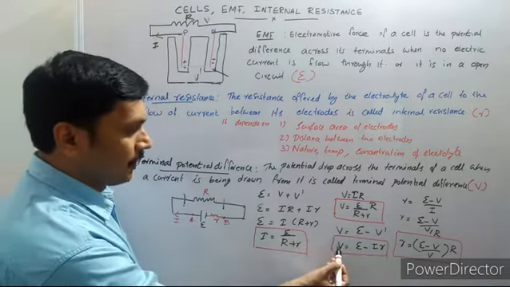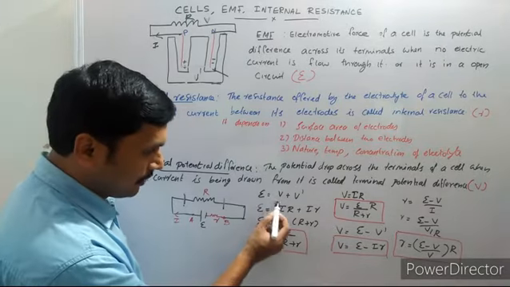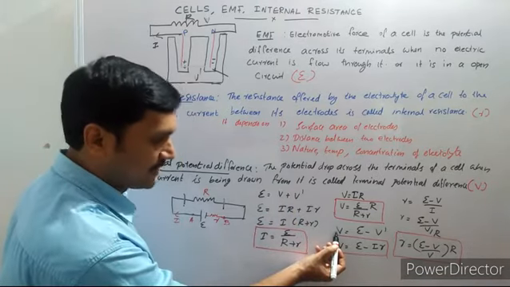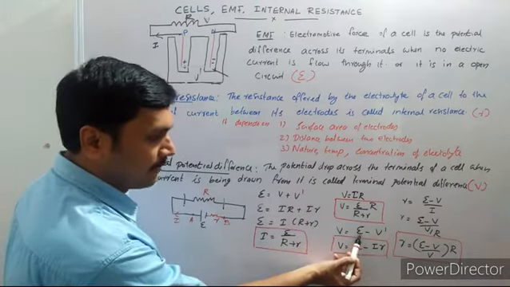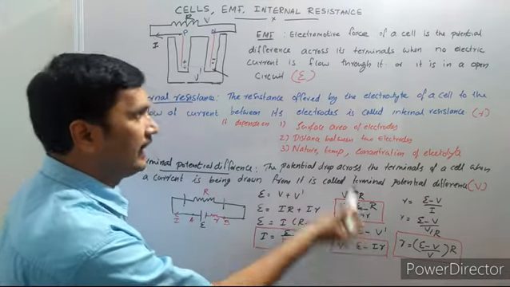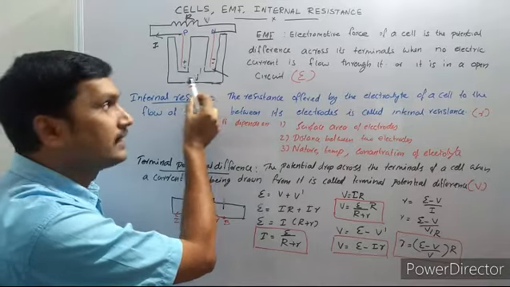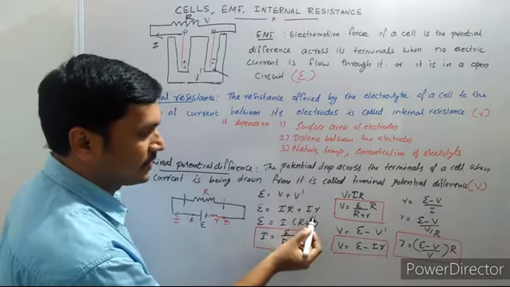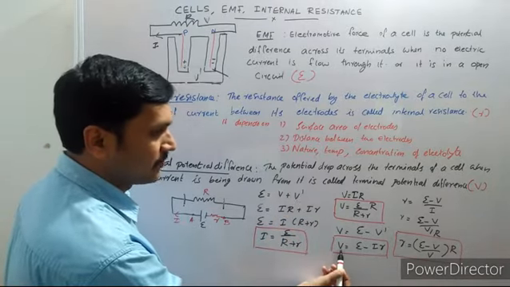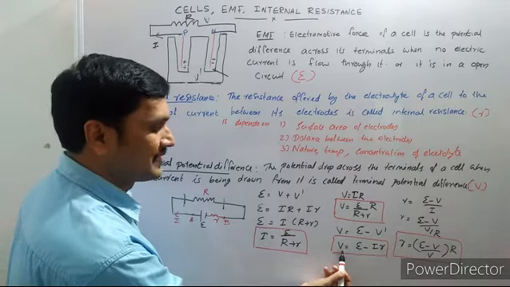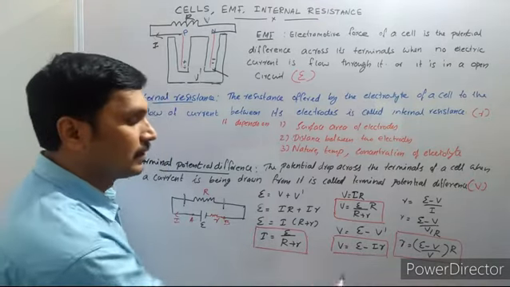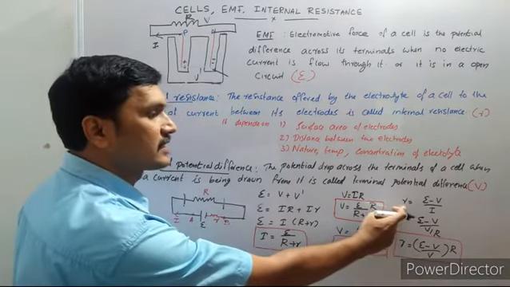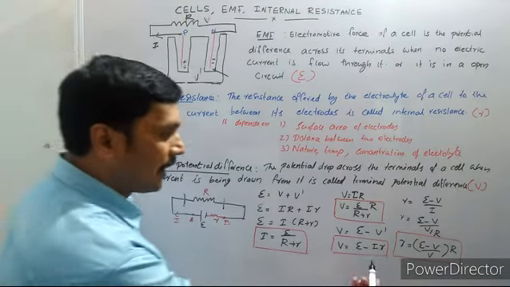Or otherwise, one more method: from this equation, V is equal to E minus V dash. The terminal potential of the cell, V, is equal to EMF minus V dash. What is V dash? V dash is the potential drop across the internal resistance, V dash is equal to I into r. So the terminal potential difference V is equal to E minus I into r. Now for an expression for the internal resistance of a cell, we have r from this equation.